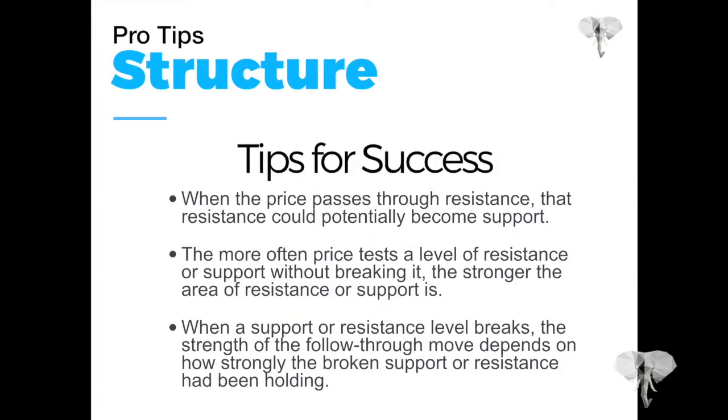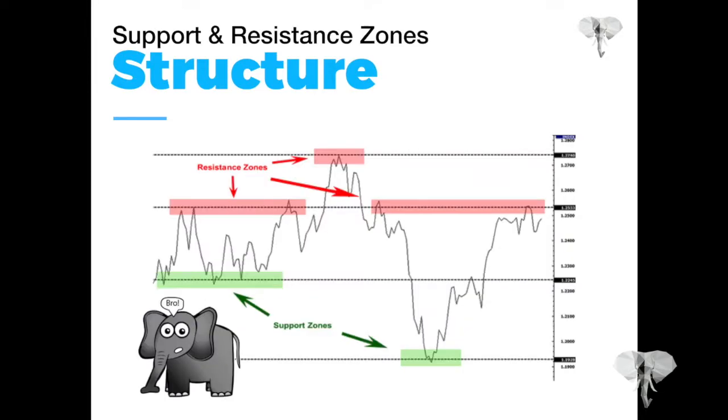And like I said in pro tip number one, support can become resistance and vice versa. So if we go back here, the green support zone on the left, we can see that it actually becomes resistance on the right side right after the second support zone. But it wasn't that strong, so obviously it broke through and continued back up.